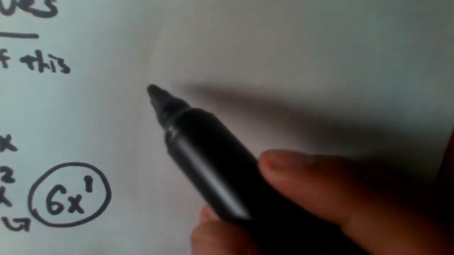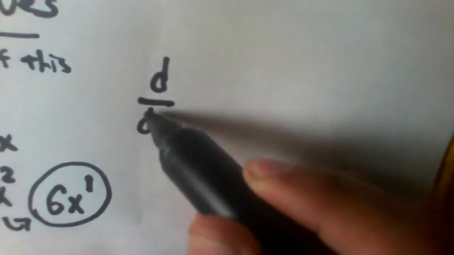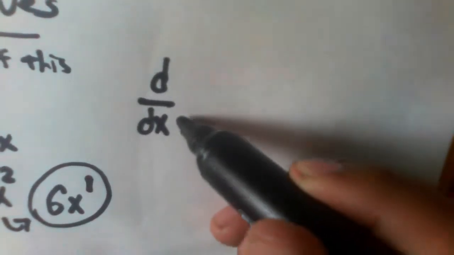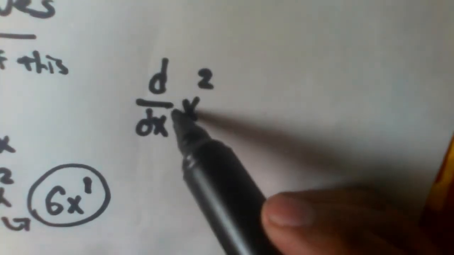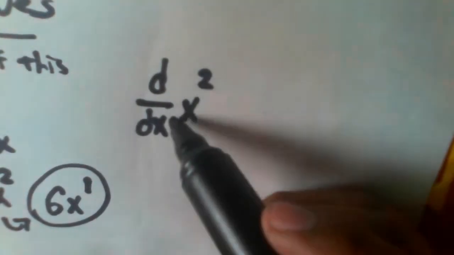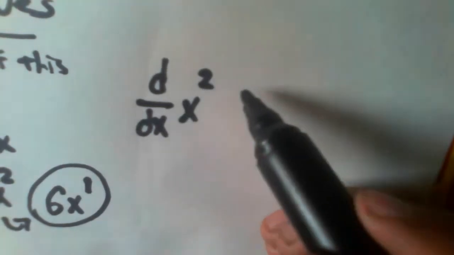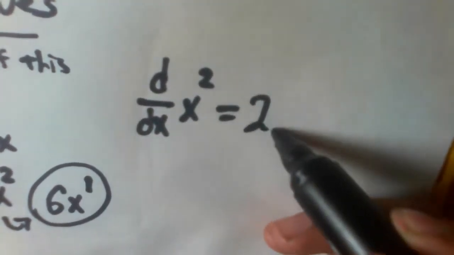Let's try another one. Another way to write derivative is d of dx of some function. So again, x squared, we said it's 2 times the exponent times the coefficient, so 2 times 1 is 2, subtract 1 from the exponent, that's just 2x.